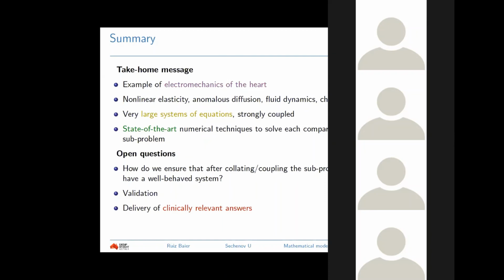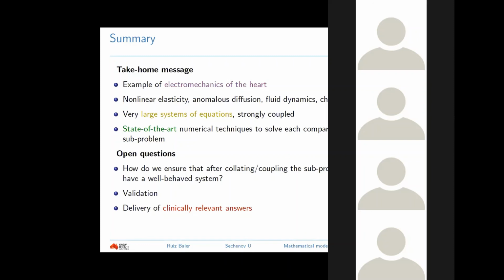Okay, I'm going to finish. I'm going to wrap up. The take-home message is an example of electromechanics of the heart, and it involves concepts such as elasticity, diffusion, fluid dynamics, chemical reactions. And for this system, as well as for other systems in biology, you have many equations. And those are strongly coupled, very nonlinear, and very difficult to solve by hand, impossible to solve by hand. So we need numerical techniques, approximation techniques.